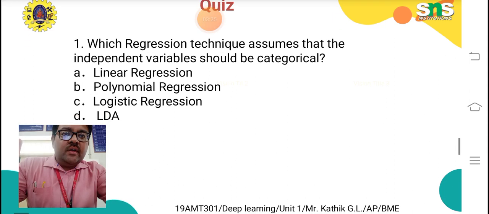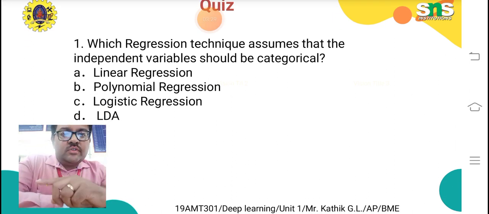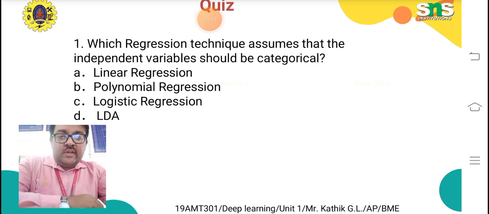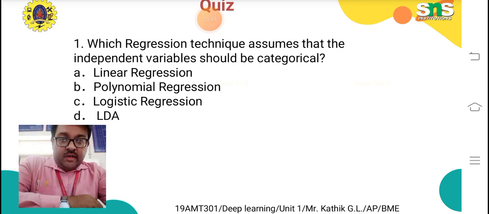Now we will have a quiz based on what we discussed. Which regression technique assumes that independent variables should be categorical: linear regression, polynomial regression, logistic regression or LDA? We just now discussed, right? It is logistic regression.